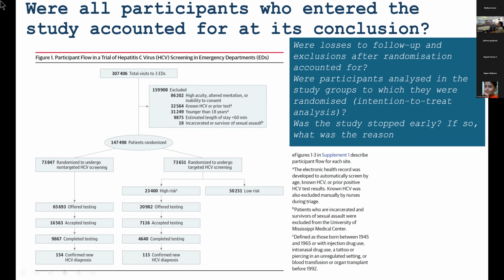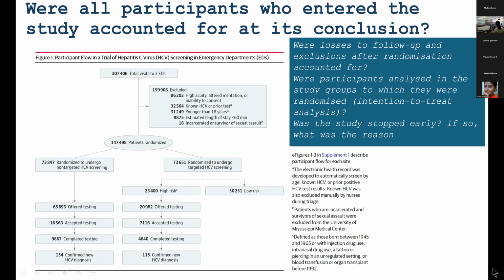Were all participants who entered the study accounted for at its conclusion? Were they lost to follow-up? And were participants analyzed in the intention-to-treat or intention-to-screen arm? Here, they screened around 3 lakh patients. Around 1,47,000 were randomized, 75,000 in each arm. Now, if you look here, 65,000 were offered the test, only 16,000 accepted the test, and only 9,000 completed the test. Similarly in this arm. So at each stage, there's a big dropout.